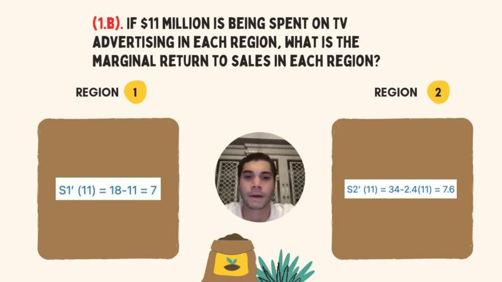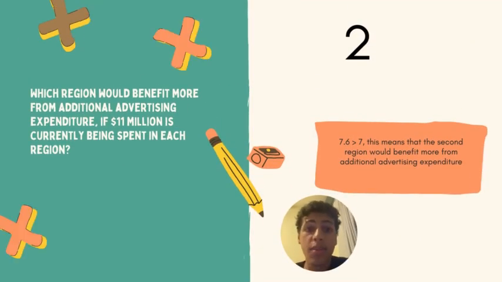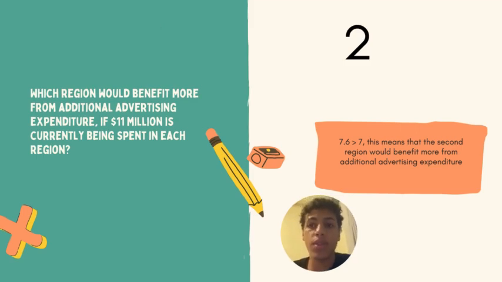So this means that region 2 is generating higher additional sales than region 1 using the same amount of money. As Sebastian said, the region that will benefit more from additional advertising expenditure is the second region, just because 7.6 is bigger than 7, which represents both marginal return results.